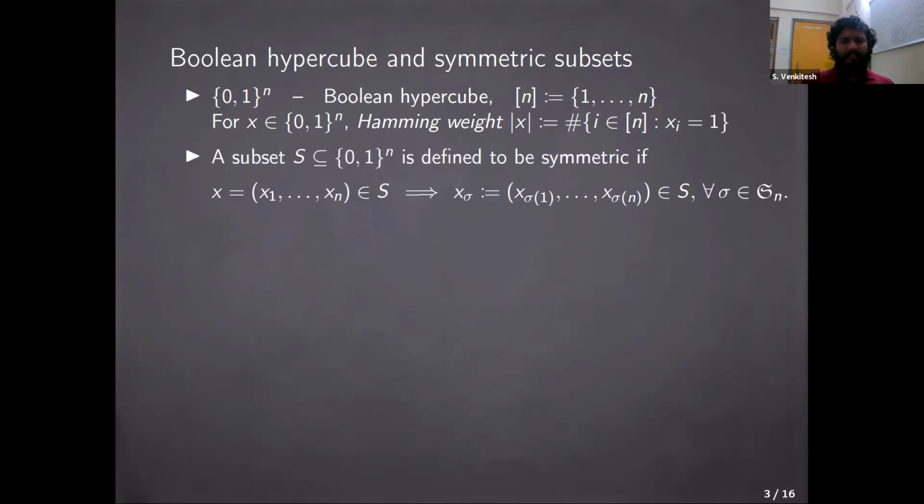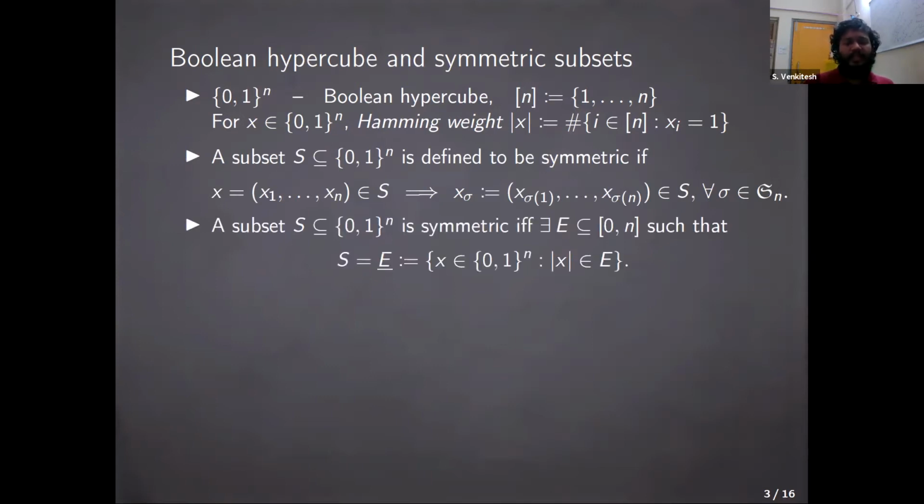A subset is defined to be symmetric if under permutations by coordinates, you are still within the same subset. So take any element, permute its coordinates, and you're still within the subset. This is just a definition, but a nicer way to characterize these symmetric subsets is the following. Every symmetric subset can be put in 1-to-n correspondence with a subset of 0 to n.